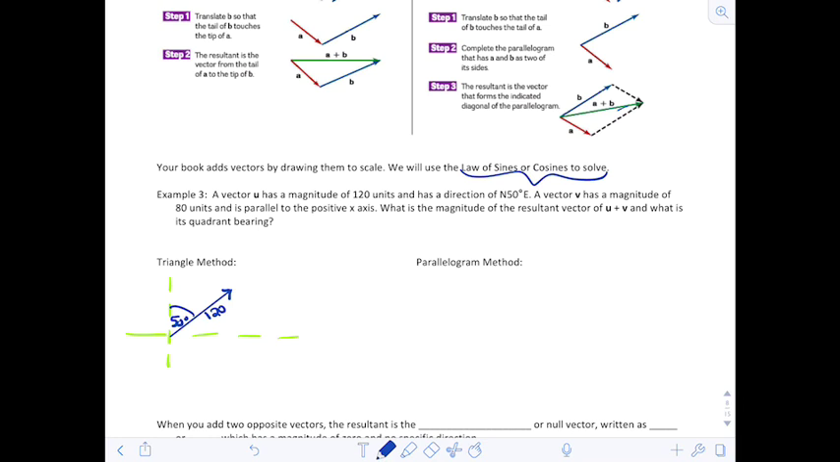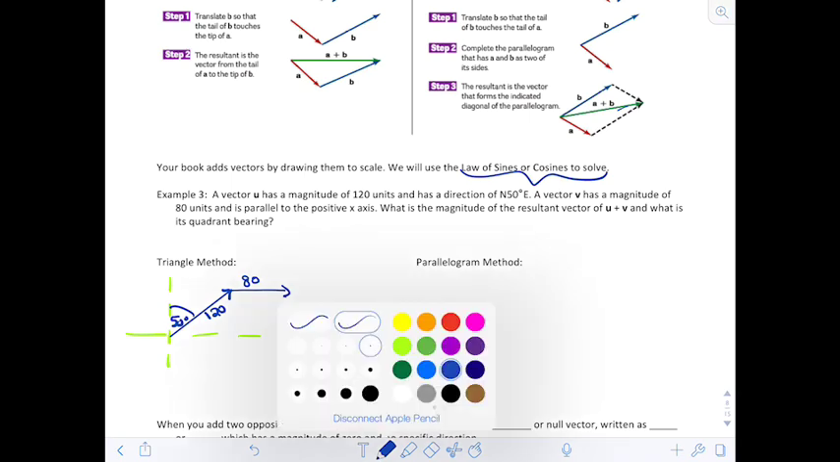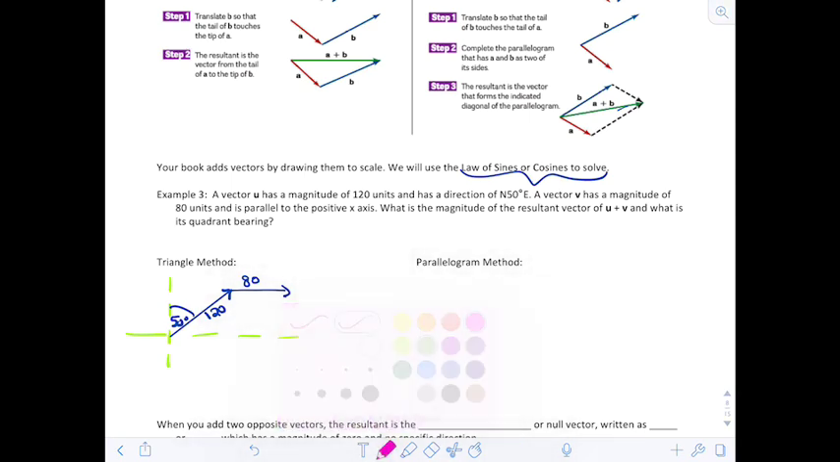Then we have vector v. It has a magnitude of 80 units, and it's parallel to the positive x-axis. I'm going to start at the tip of this one and draw this next vector. It is 80 units long, and as you can see, it is parallel. The triangle method says that we just complete the triangle, and that's my resultant vector with a magnitude. Now, what is the magnitude of the resultant vector of u plus v, and what is its quadrant bearing?